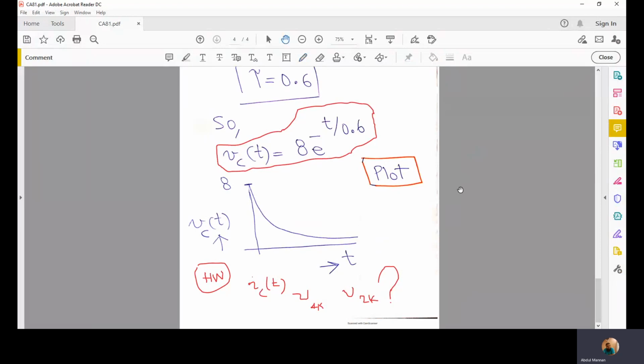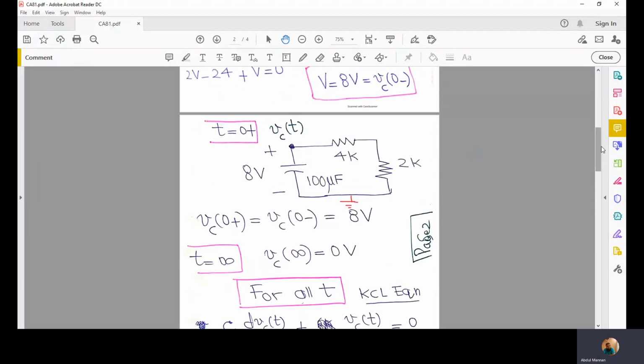So actually it's a homework. The current through this series circuit, which series circuit? This series circuit. The current through this series circuit for all t, the voltage drop across the 4K resistor, and the voltage drop across the 2K resistor.